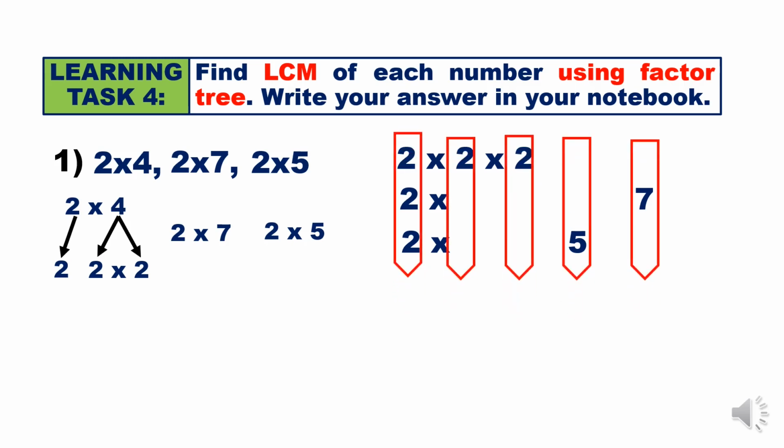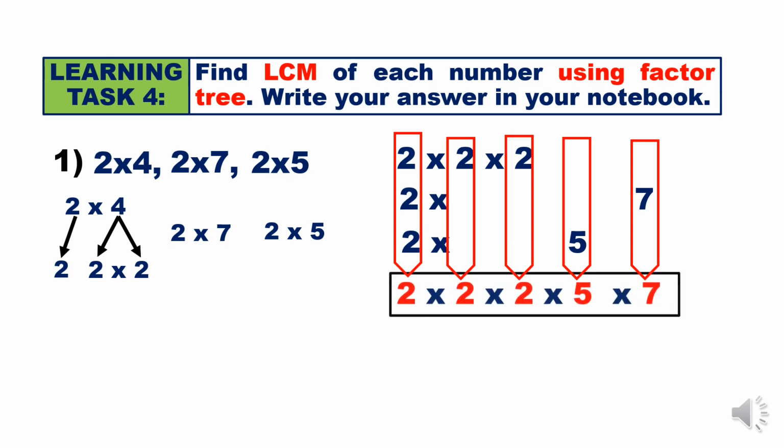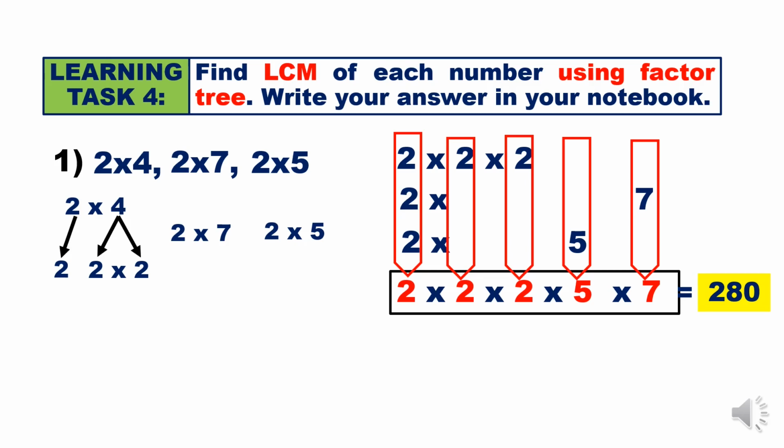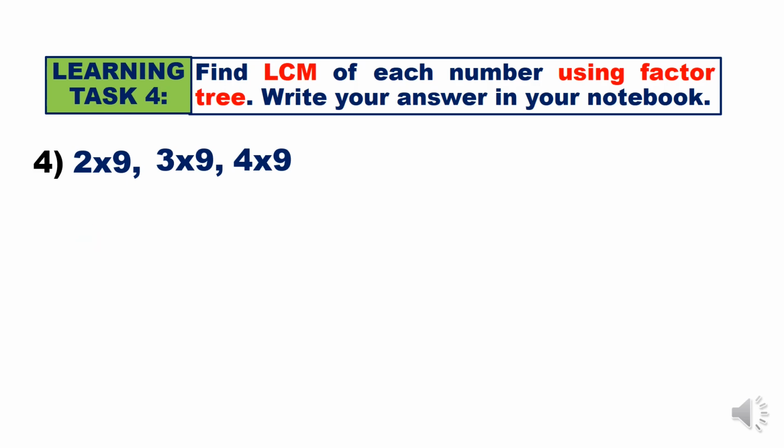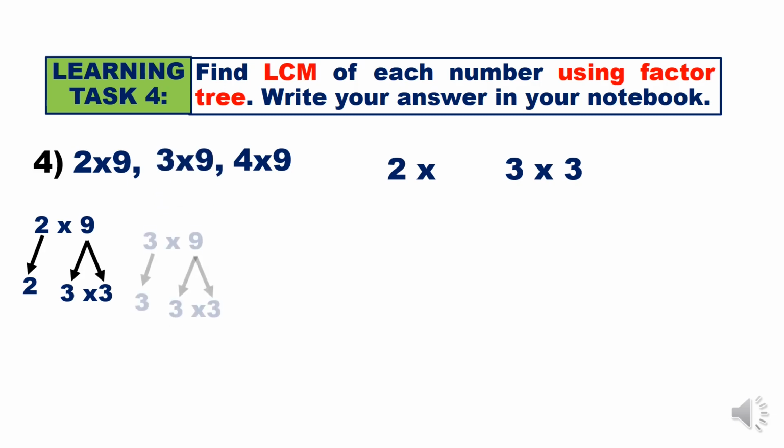So, pagtapat-tapatin ang mga common prime factors, so, 2 times 2 times 2 times 5 times 7 equals 280. Ang LCM ay 280. Para sa number 4, 2 times 9, ang prime factors niya ay 2 times 3 times 3. Sa 3 times 9 naman, 3 times 3 times 3.